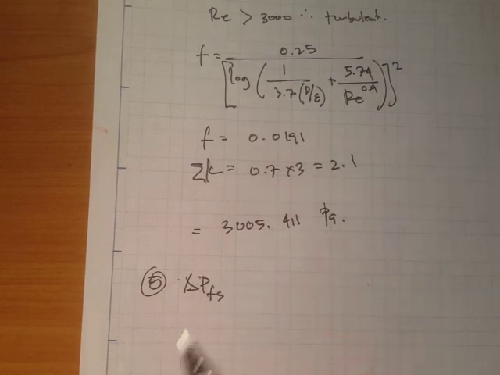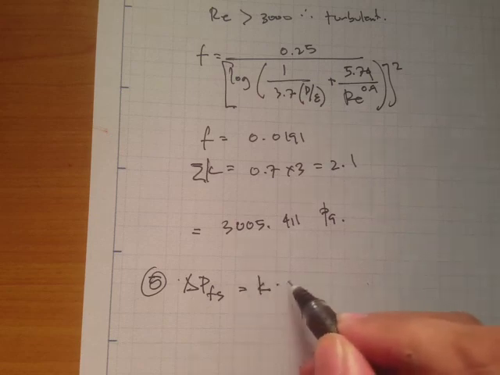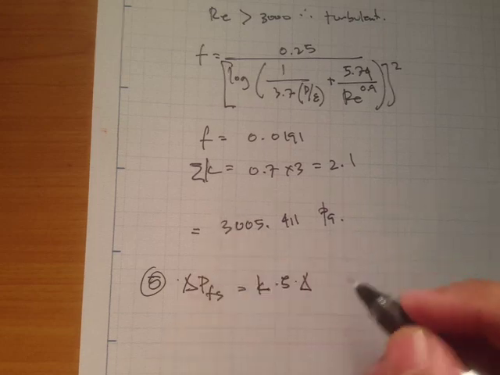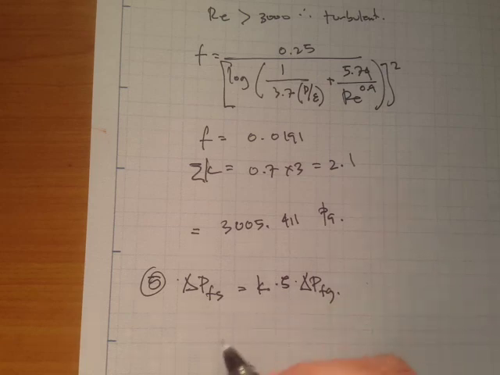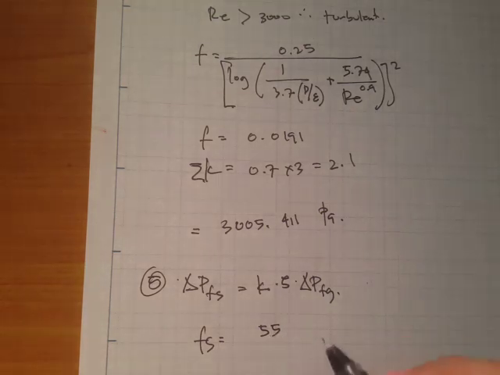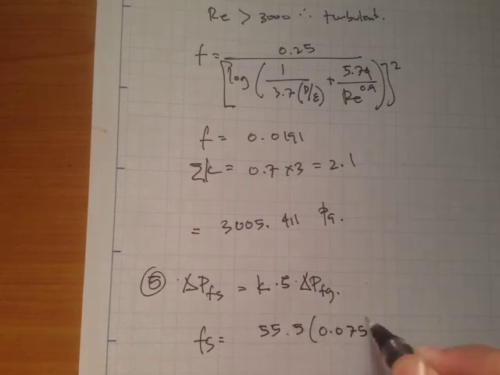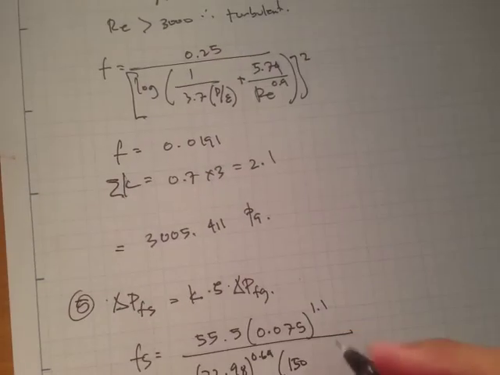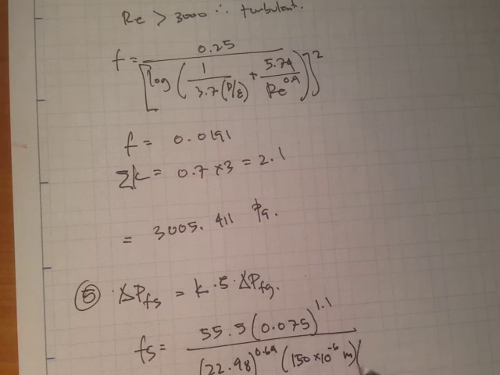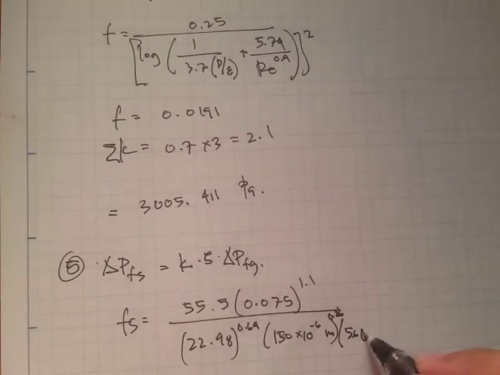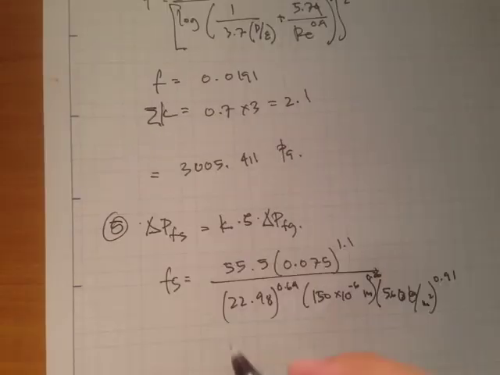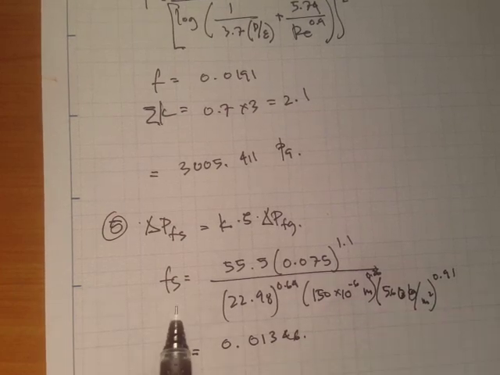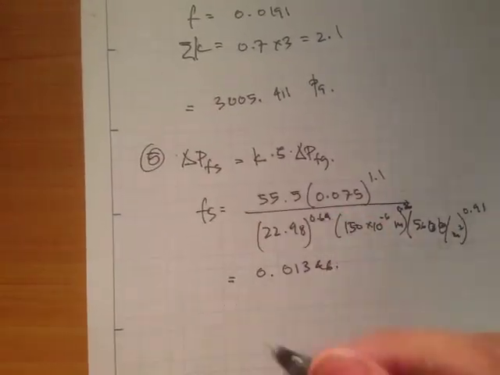Okay, so the next step is to solve for delta P sub Fs, the pressure drop due to solid friction, which is equal to K times the solid loading ratio times the pressure drop due to gas friction. And for Fs, we use the correlation, if I remember it correctly, by Klinzing: 55.5 times 0.075 raised to 1.1 over 82.98 raised to 0.64, times 150 times 10 to the negative 6 meters times 4 raised to 0.26, and 560 kilograms per meter squared raised to 0.91. The value here is 0.01346. So you have the Fs, you have the f, you have the values of Vs and Vg.